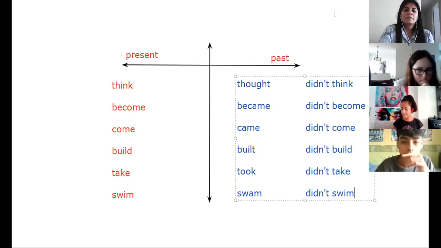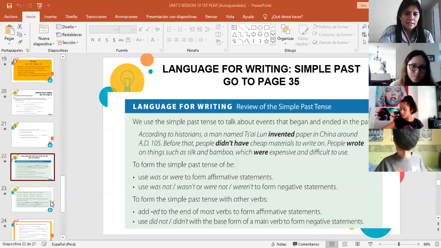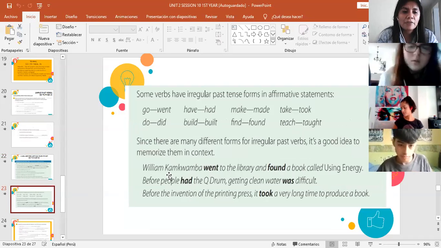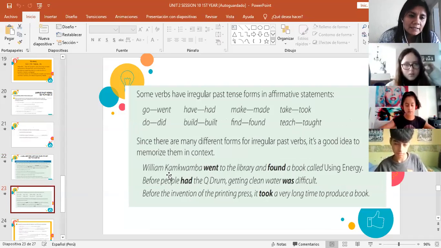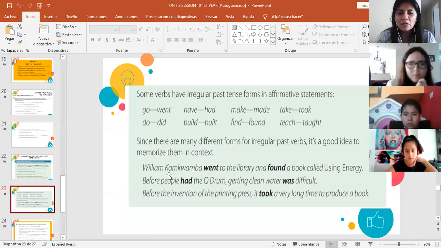Okay, guys. I think we revised this in the grammar, and we are going to continue with the next activity. Here we have some irregular verbs such as think, take, build. For example, the past of go, went. The past of do, did. The past of have, had. The past of build, built. Make, made. Find, found. Take, took. Teach, taught.